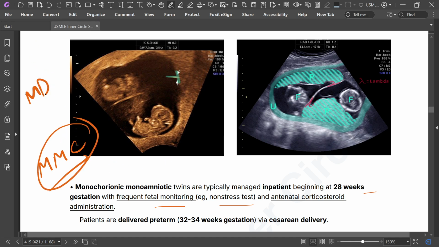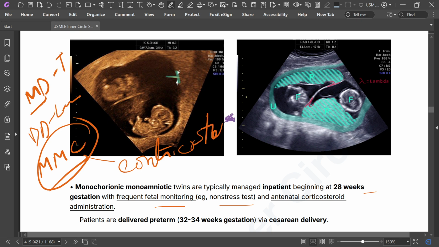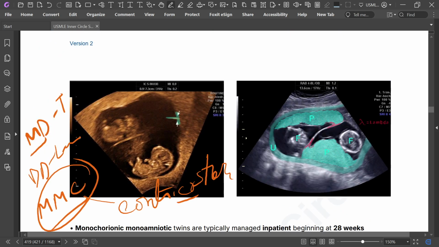So monochorionic diamniotic is T sign, dichorionic diamniotic is lambda sign, and monochorionic monoamniotic is cesarean section, C, corticosteroid, and another C like stress test. This should be done.